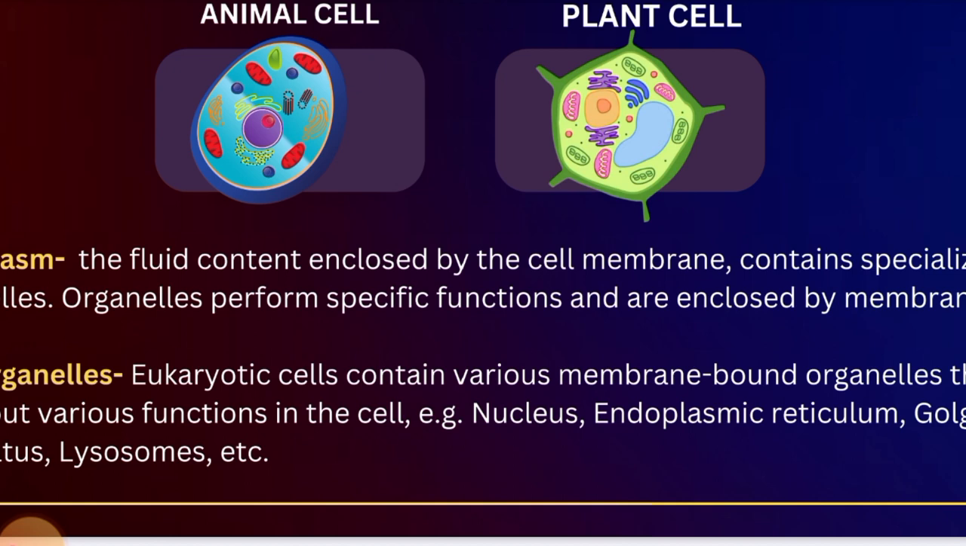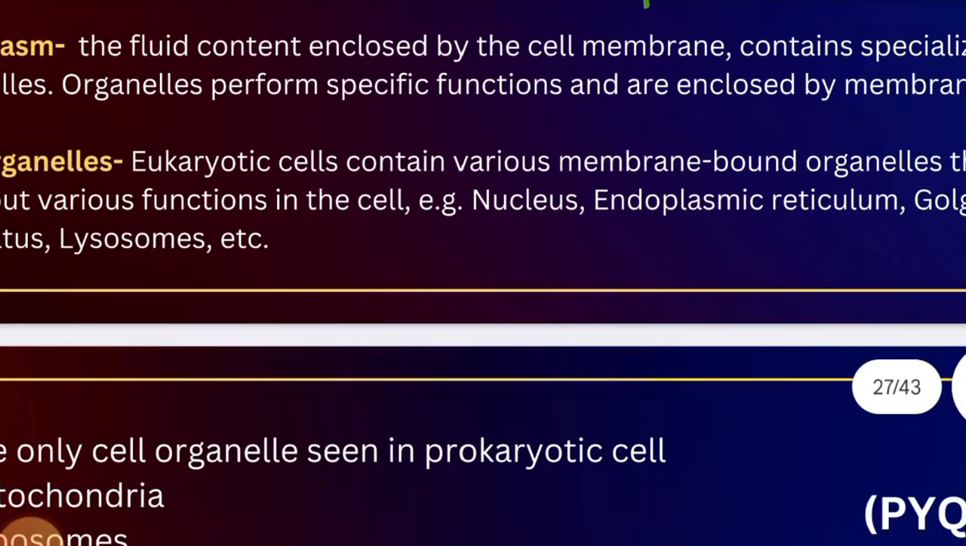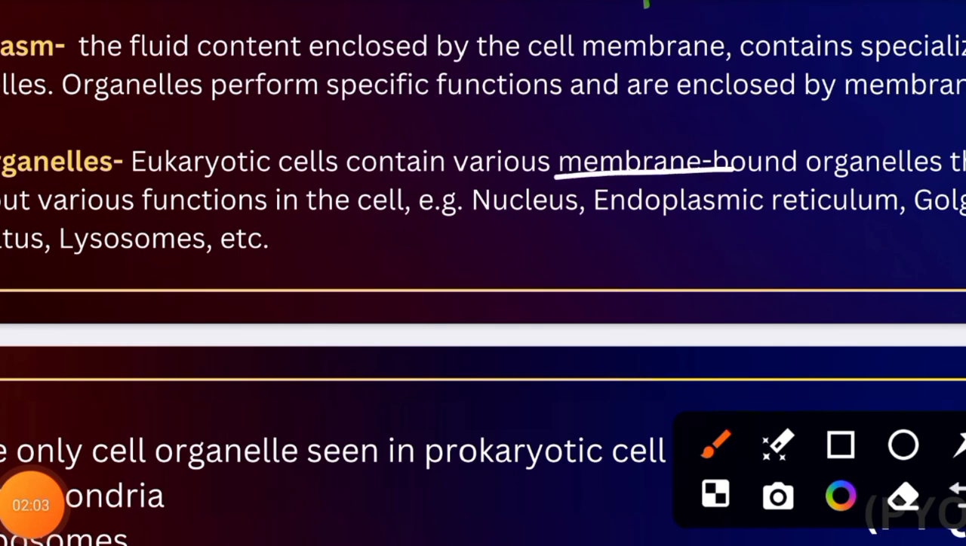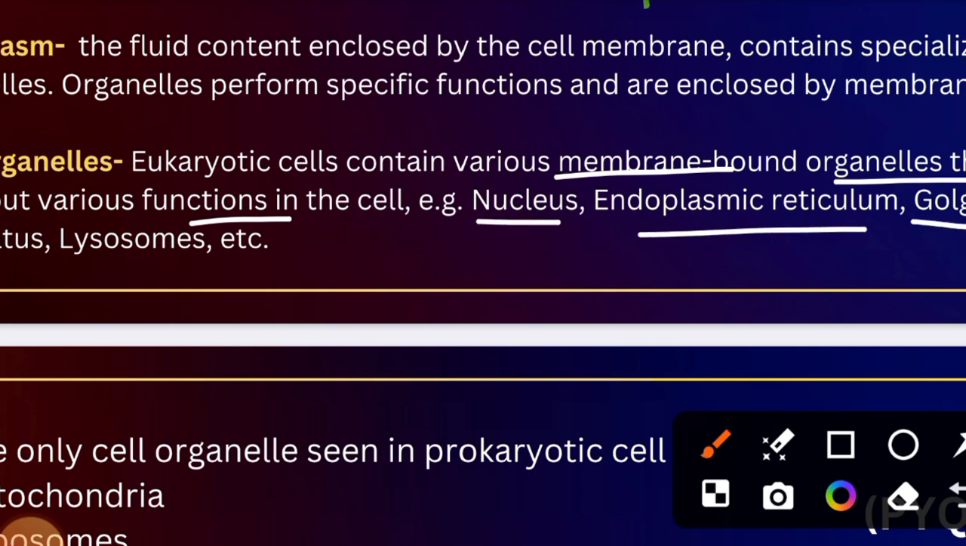Okay. Cell organelles. The eukaryotic cell contains various membrane bound organelles that carry out various functions. So the eukaryotic cell contains membrane bound organelles. Just now we saw some examples, like the nucleus, endoplasmic reticulum, Golgi apparatus, and lysosomes. But there are several other things as well.